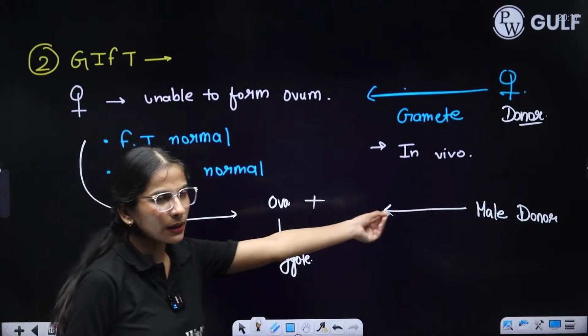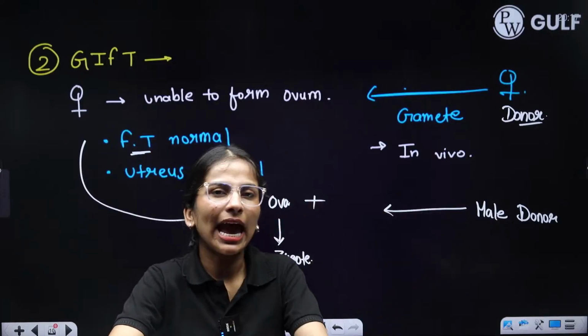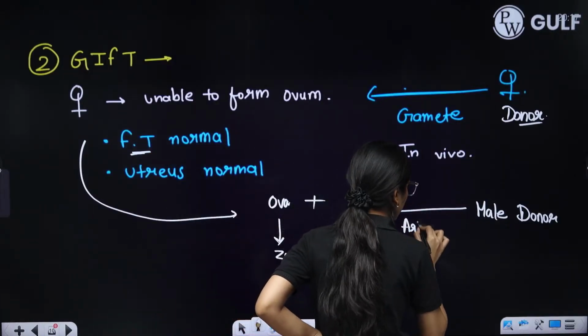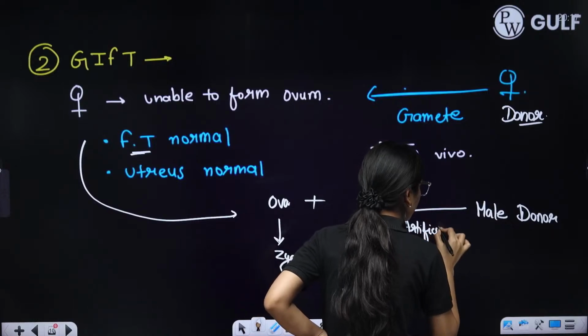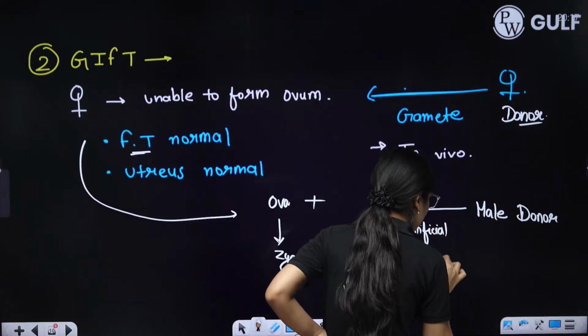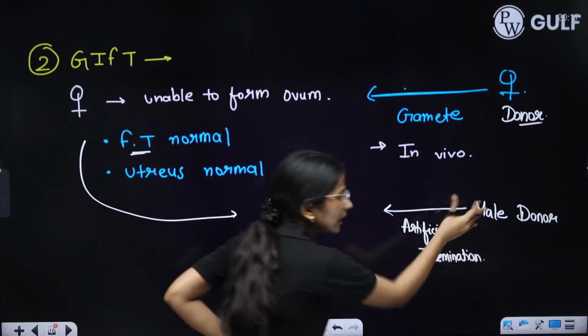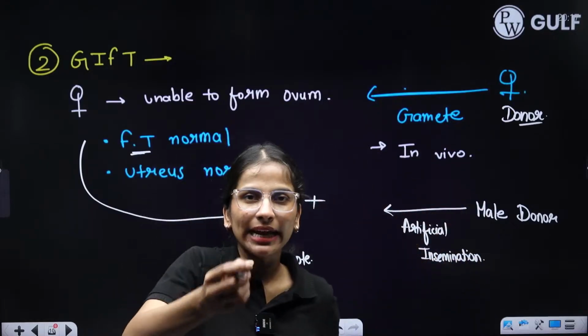Okay, and these sperms we will understand later on. It can be transferred by artificial insemination. Artificial insemination I will tell you later on. So right now you do not have to get into details of this. Artificial insemination means ejaculation from the donor will be getting done.